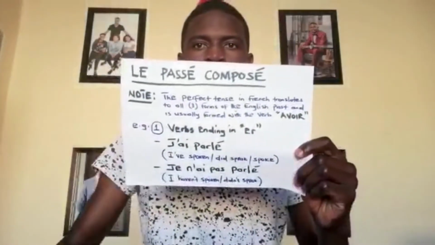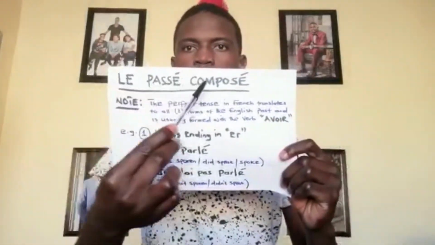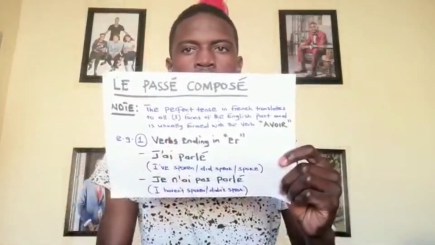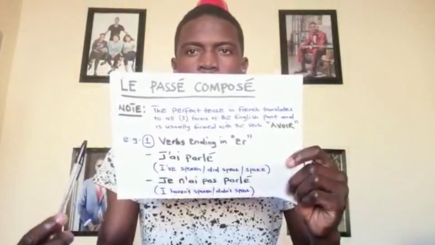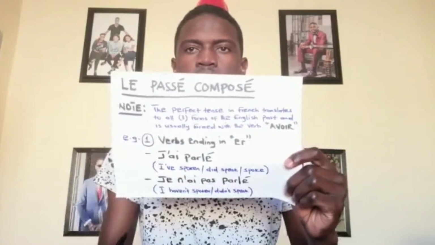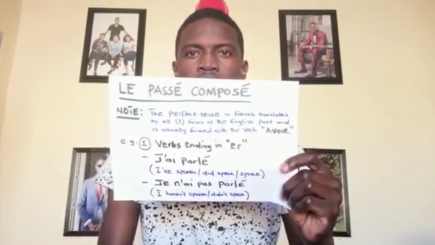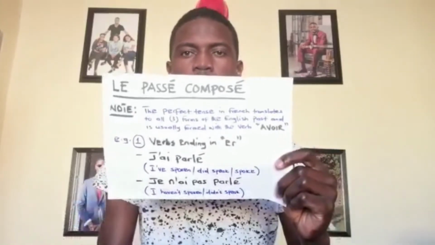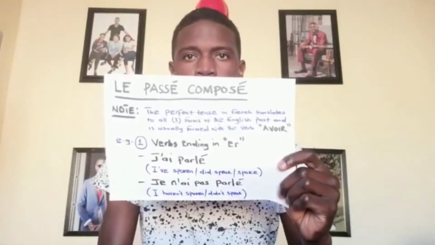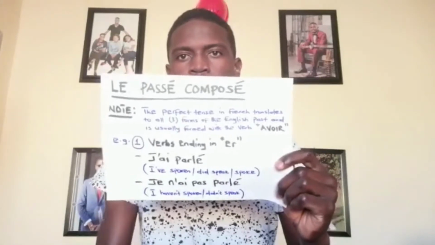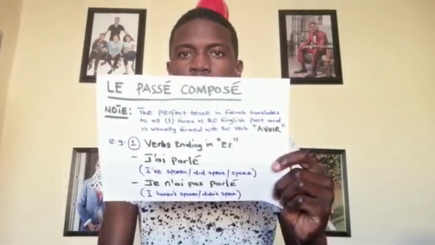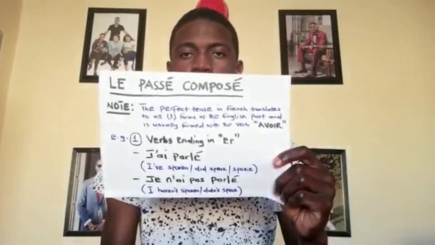So we'll quickly start with the perfect tense. Le passé composé, which means the perfect tense. One thing that you need to note is that the perfect tense in the French language translates into all three forms of the English past tense and is usually formed using the verb avoir, which is to have.